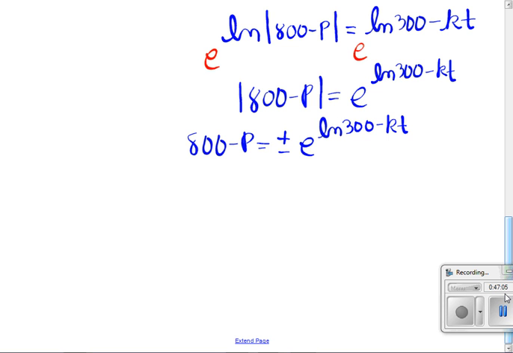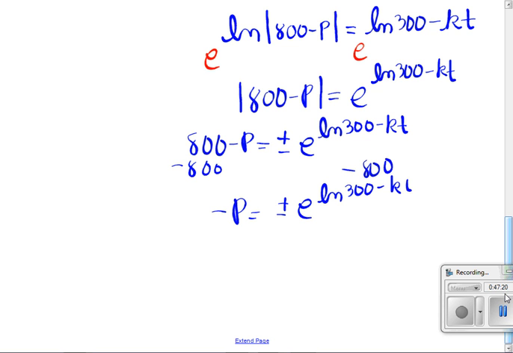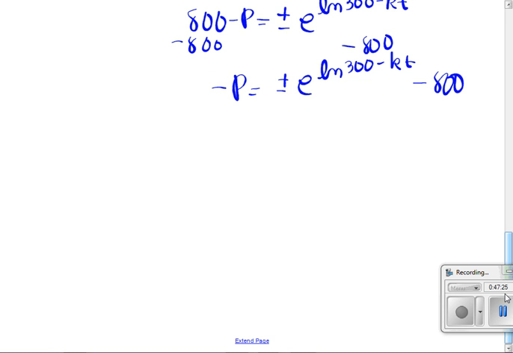So there's a lot of stuff with the signs. So we'll subtract 800. So minus p is equal to plus or minus e to the log of 300 minus kt, minus 800. And now let's switch the signs. So p is equal to plus or minus. We could do minus plus, it doesn't matter. Oh, since that 800 is positive, why don't we put it in the front? So it's 800 plus or minus e to the log of 300 minus kt.